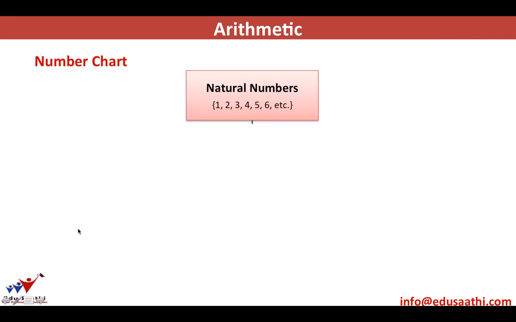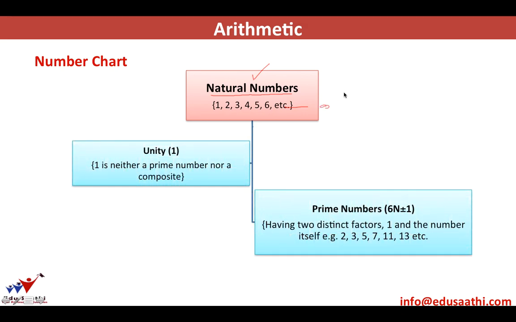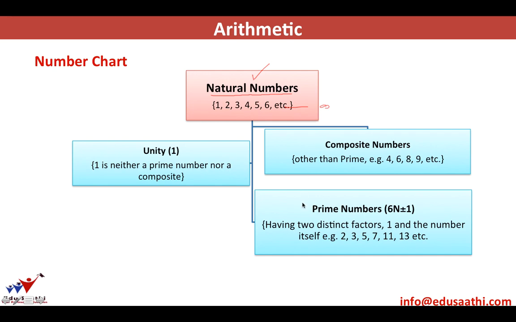Let's continue with what we were doing. We were talking about integers and we have looked at positive integers. Positive integers were called natural numbers: 1, 2, 3, 4, and so on up to infinity. Now these natural numbers can be classified further as prime numbers or composite numbers, with an exception of 1 or unity. 1 is neither a prime number nor a composite number. So natural numbers can be classified as prime or composite with an exception of unity.